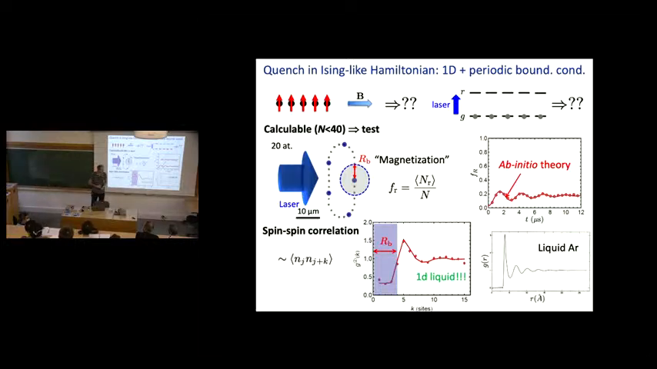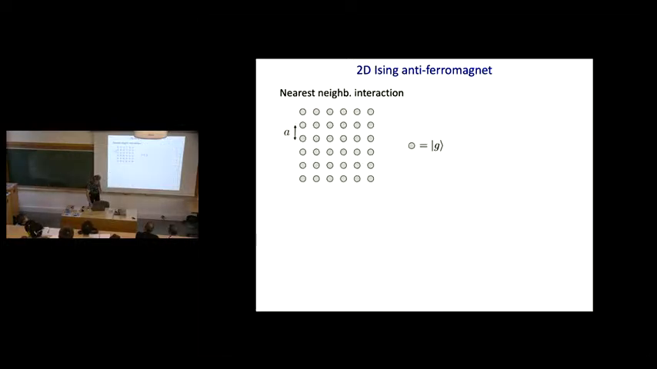Okay? Let me now illustrate a different aspect. Let's move towards trying to prepare the ground state of the system. So it's not a quench now. I do not want to know all the eigenenergies and all the eigenstates of the system. I just want to look at the ground state of the system. Okay? Let's look at the 2D Ising model.